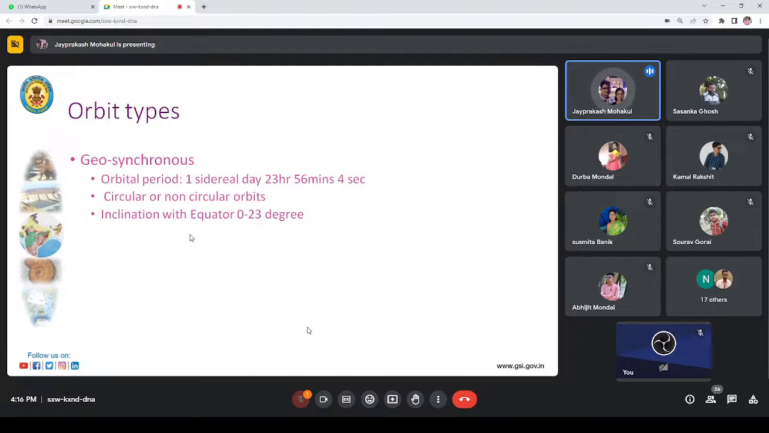Now, these are all sun synchronous, as we discussed. We'll be discussing the sun synchronous again later. Now, there is something called geosynchronous. A geosynchronous satellite is a satellite which has an orbital period of one sidereal day. You know what a sidereal day is? Can anyone tell me?